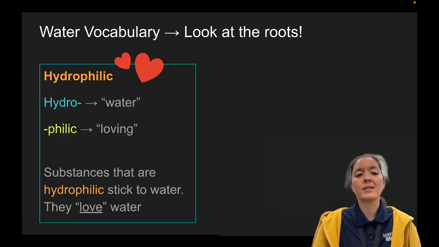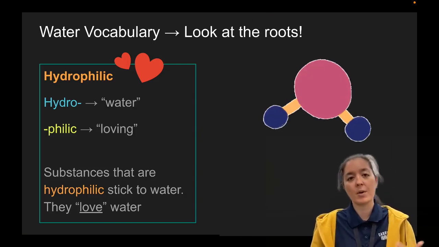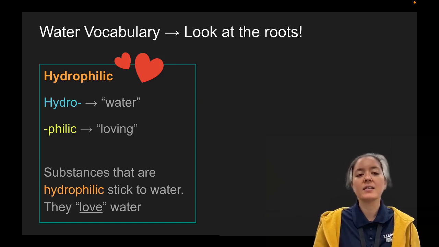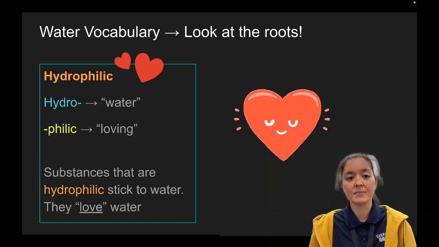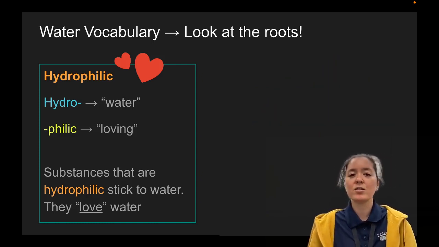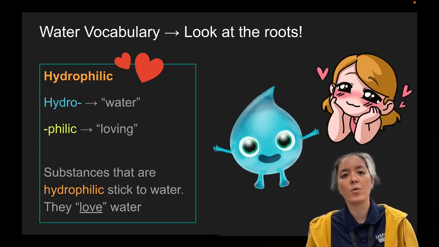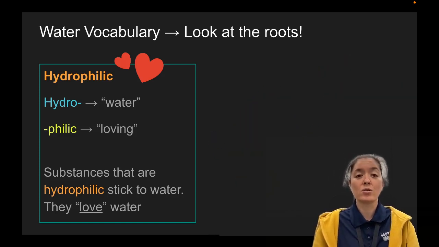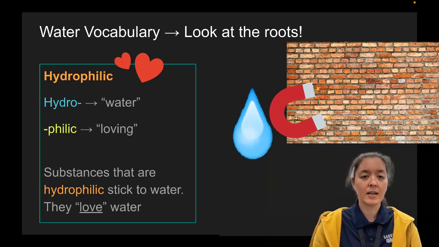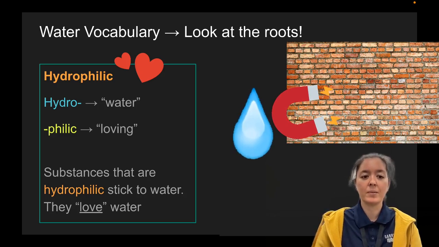So the first one is hydrophilic. Hydro means water, so we're talking about water molecules. And philic. Philic is an ending that means loving. So hydrophilic means water loving. These are substances that really like to stick to water, or they love water. Usually these are also polar molecules so that they can stick like a magnet to each other and water can stick to those objects as well.